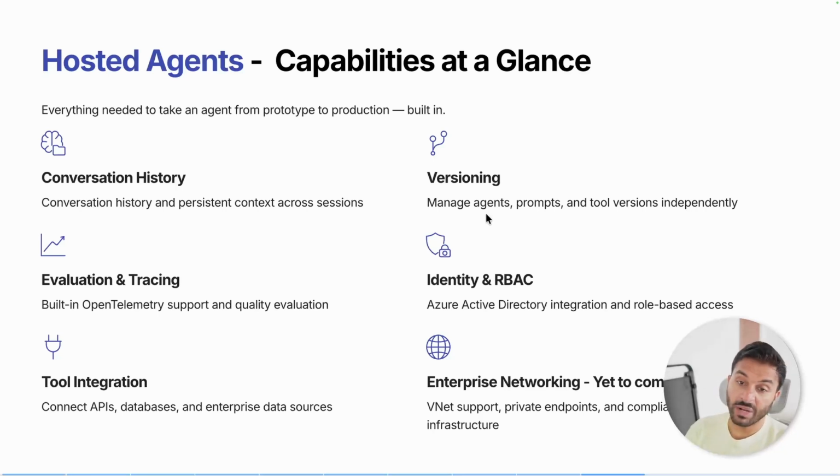And when you have multiple agents working together, what one agent passed to the other agent. Usually you have to do all these things, but with hosted agents, they're giving you all these functionality as a platform. So you don't have to manage the conversation history. It's managed for you. You can evaluate. Its tracing is there. Versioning is there. One of the most important things, and that is identity, is also there. And in addition to identity, enterprise networking is yet to come, but that'll also happen.